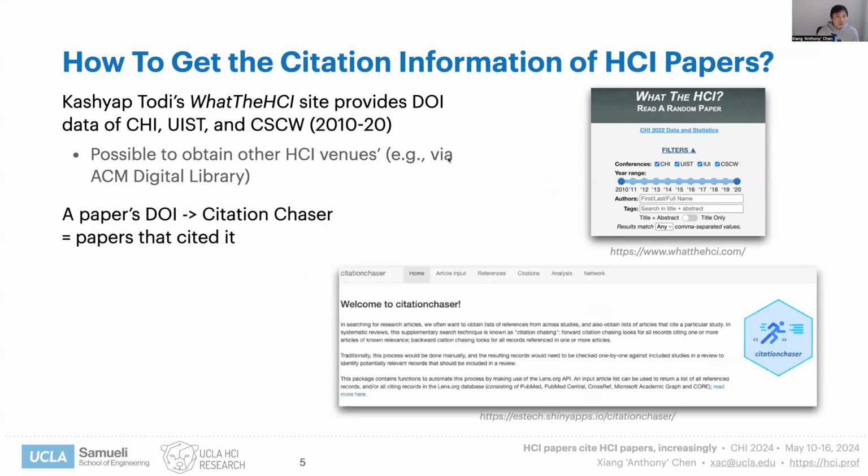Then, given these papers' DOI information, we use the citation chaser tool. For each paper's DOI, this tool returns a list of other papers that cited it. Of course, citation is always changing. The data we collected was in January 2023.